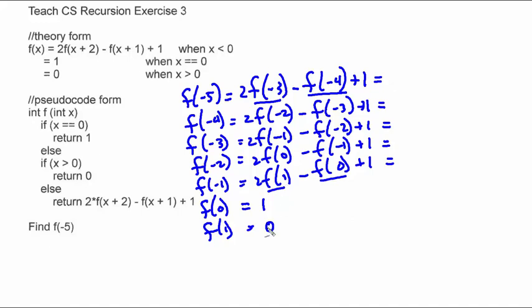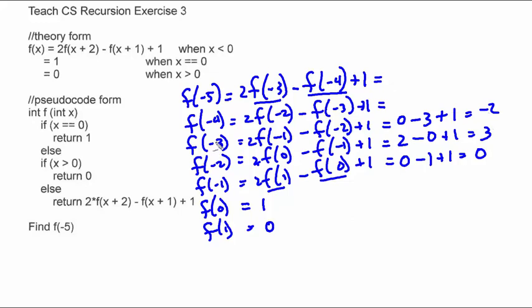Twice the function of 1, twice 0 is 0, minus the function of 0, which is 1, plus 1 is 0. 0 is the answer to the function of negative 1. The function of 0 is 1, so twice 1 is 2, minus 0 plus 1 is 3. The function of negative 2 is 3. That goes here. The function of negative 1 was 0, so twice 0 is 0, minus 3 plus 1, that's negative 2.